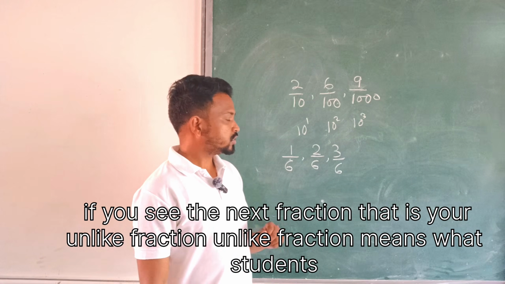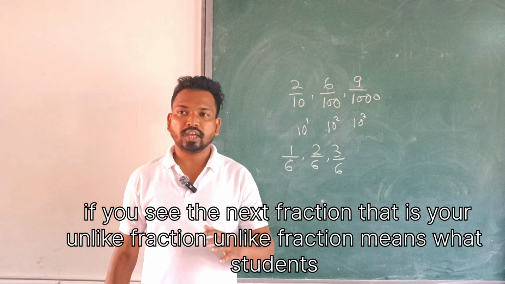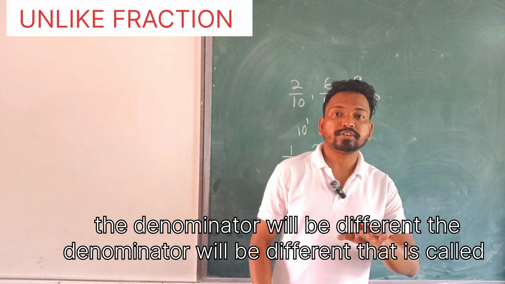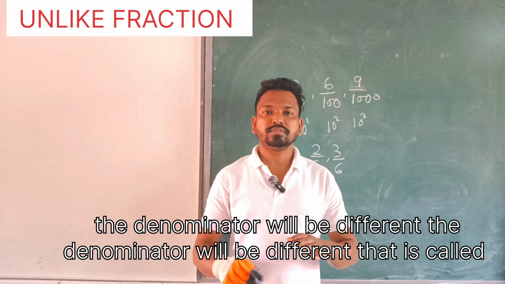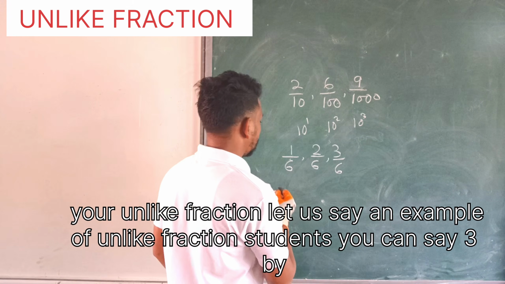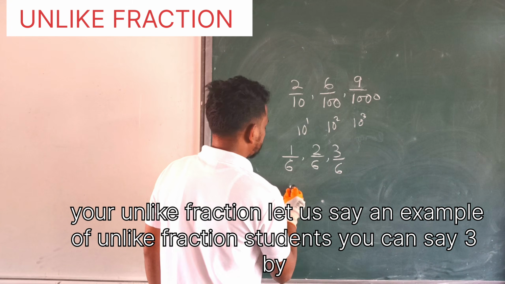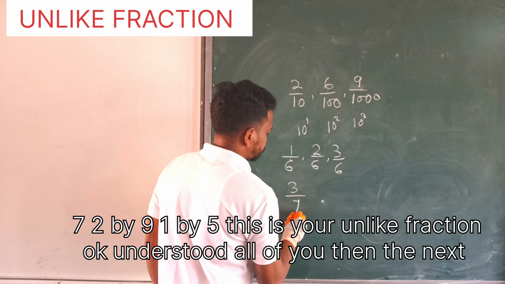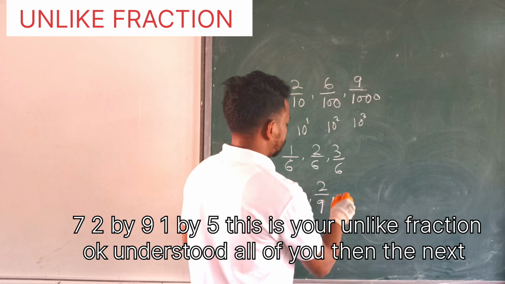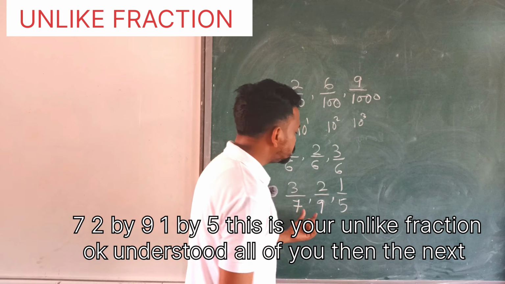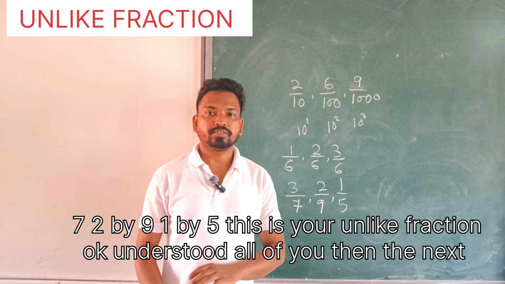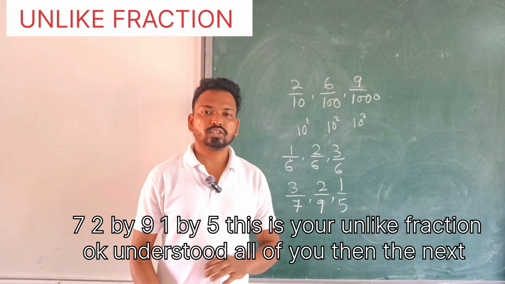Now the next fraction is your unlike fraction. Unlike fraction means what, students? The denominators will be different. That is called your unlike fraction. Let's see an example of unlike fraction: 3 by 7, 2 by 9, 1 by 5. This is your unlike fraction. Okay, understood all of you?